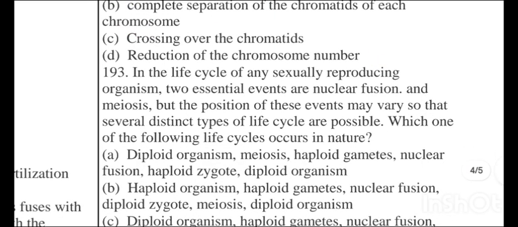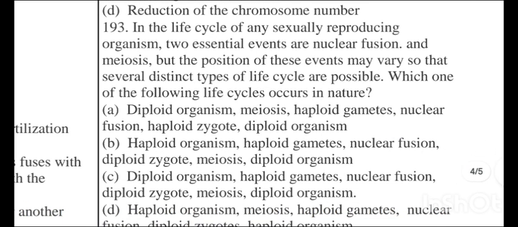Next question. In the life cycle of any sexually reproducing organism, two essential events are nuclear fusion and meiosis, but the position of these events may vary so that several distinct types of life cycles are possible. Which one of the following life cycles occur in nature? So here the correct answer is diploid organism, meiosis, haploid gamete, then nuclear fusion of those gametes, then formation of zygote, then diploid organism. So here also diploid zygote is formed.